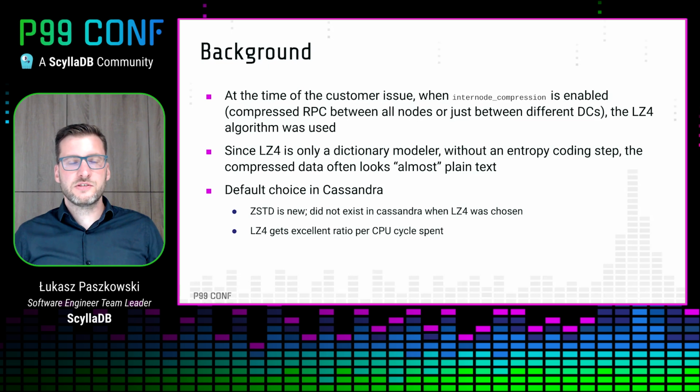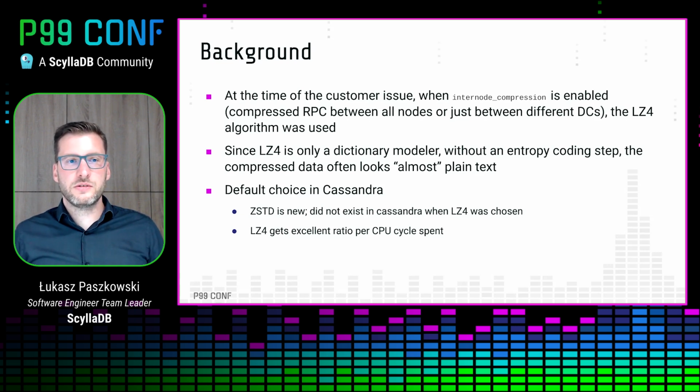At the time the customer issue occurred, whenever internode compression was activated, the RPC traffic was being compressed using the LZ4 algorithm. LZ4, as the name implies, is based on the Lempel-Ziv compression technique and performs dictionary coding without an entropy coding step, which explains why plain text can appear in compressed data blocks.